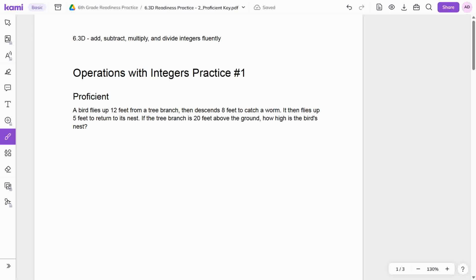Today we are looking at the sixth grade concept of operations with integers. This is 6.3D Readiness Practice, the Proficient version.